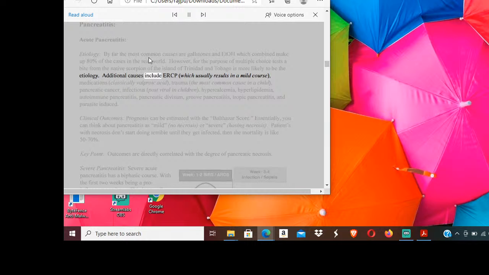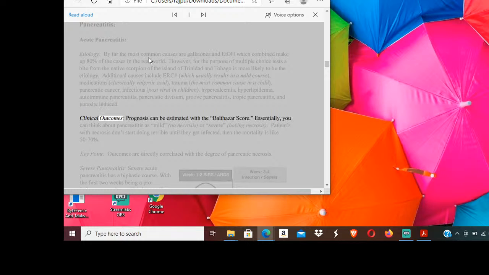Additional causes include ERCP, which usually results in a mild course, medications, classically valproic acid, trauma, the most common cause in a child, pancreatic cancer, infectious, post-viral in children, hypercalcemia, hyperlipidemia, autoimmune pancreatitis, pancreatic divisum, groove pancreatitis, tropical pancreatitis, and parasite-induced.